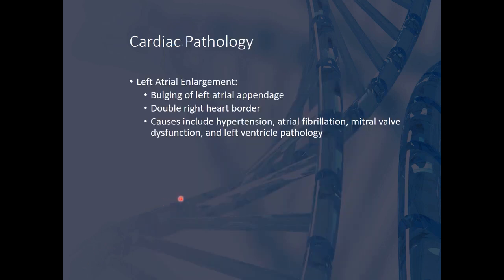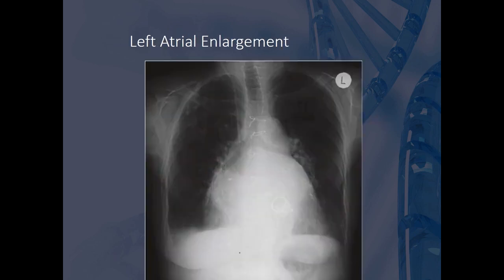Left atrial enlargement, you start to see bulging of that atrial appendage. You can get a double right heart border. Many different causes for this, including hypertension, atrial fibrillation, mitral valve dysfunction, or general left ventricle pathology. We can start to see that here.